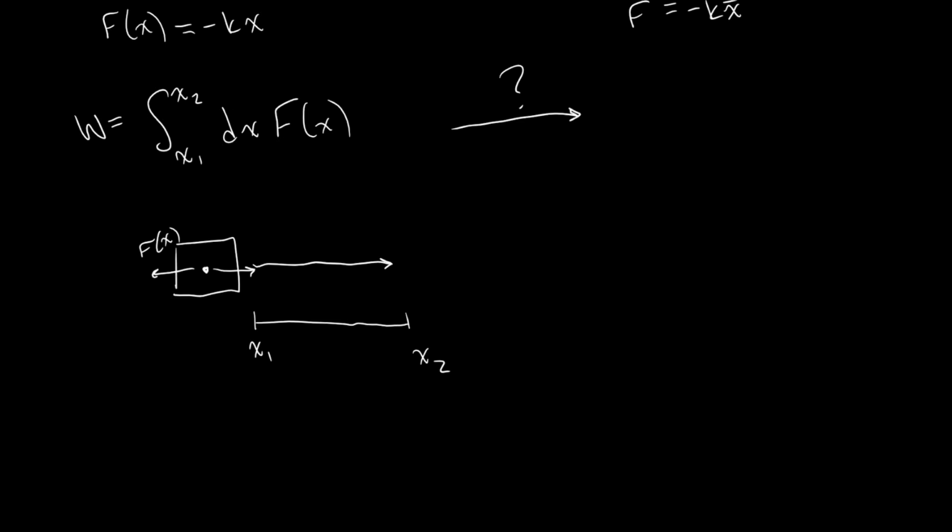Now, all this is saying is that as this box moves from point x1 to x2, I just add up the entire amount of force that I exert on this object as it moves from x1 to x2. That's all this is saying.